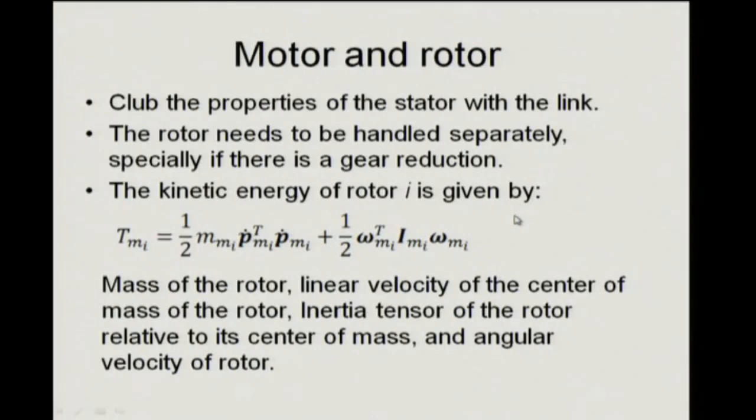So, what we will do is we will club the properties of the stator with the link, no big deal, we can do that. And this rotor needs to be handled separately, especially if there is a gear reduction. Now, the basic thing is the omega of the rotor is not the same as omega of the joint. Okay. So, we can write the net kinetic energy of the rotor in this form.